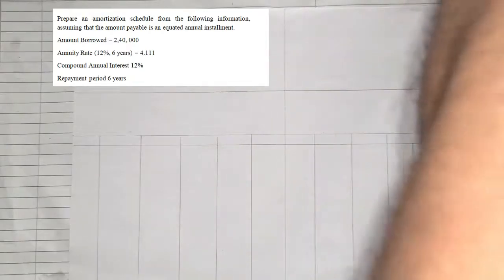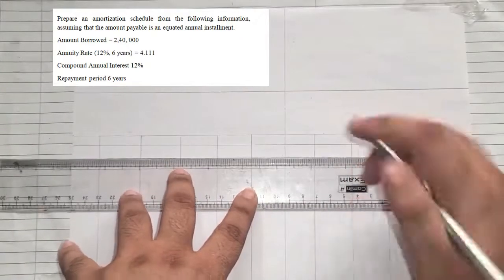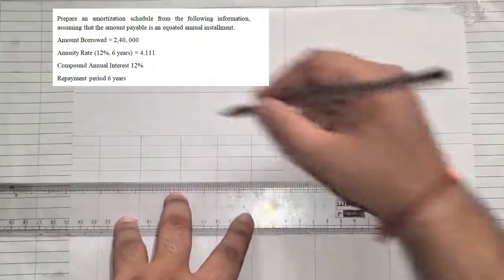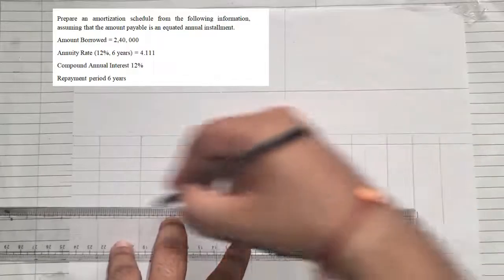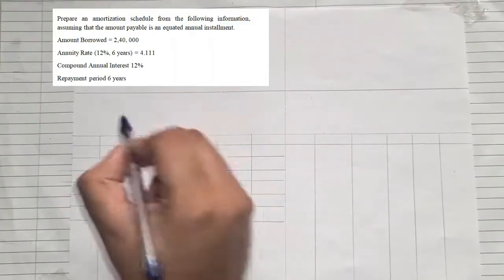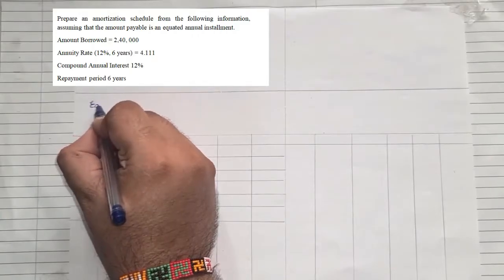So first of all, since it is a 6 year sum, I will make 6 rows here. So we'll have year 1, 2, 3, 4, 5, 6. Okay, that is the very first thing. Now to find the equated annual installment, we have to first use one formula. Okay, I write it here.